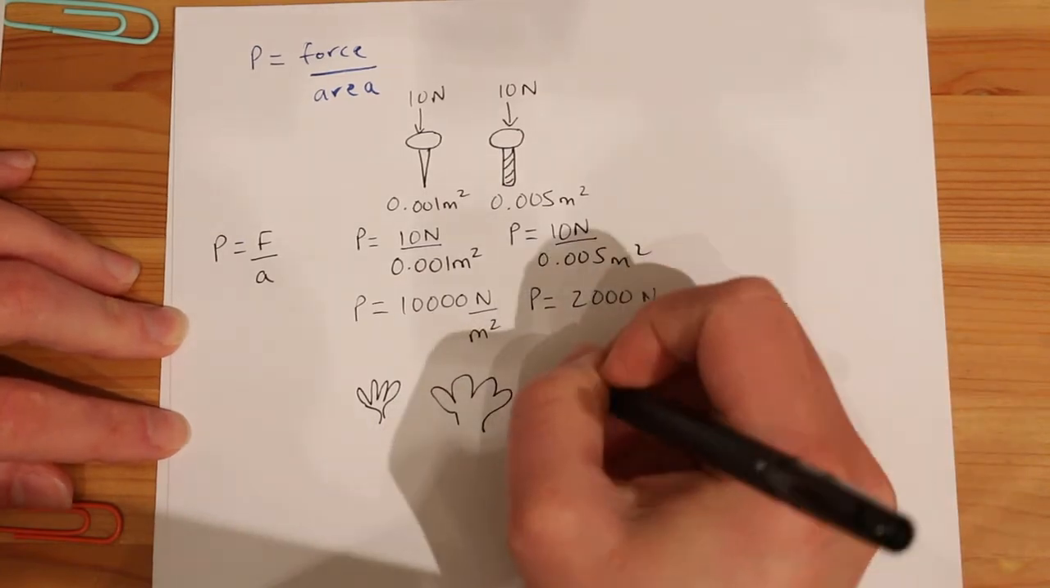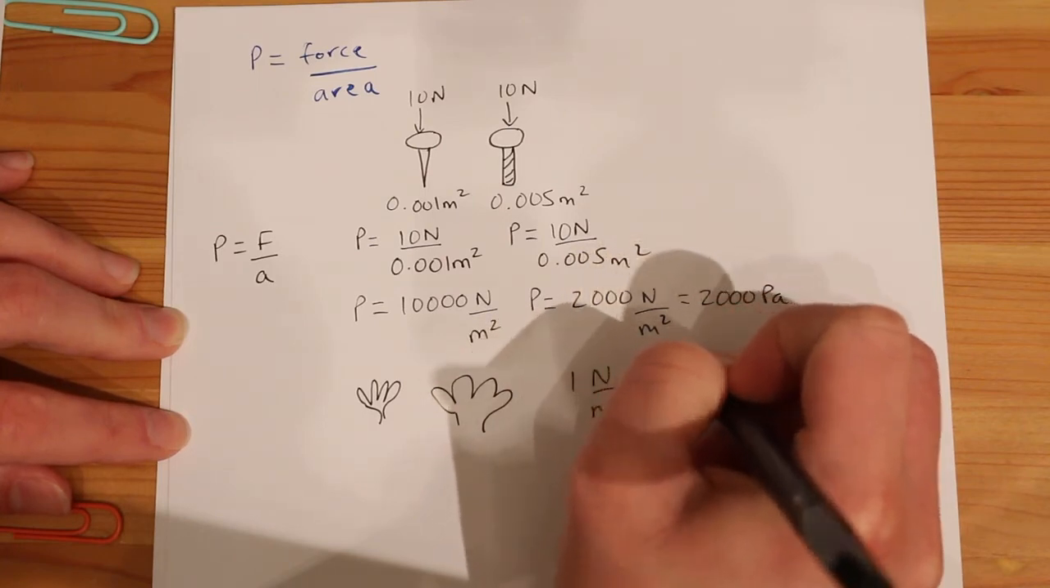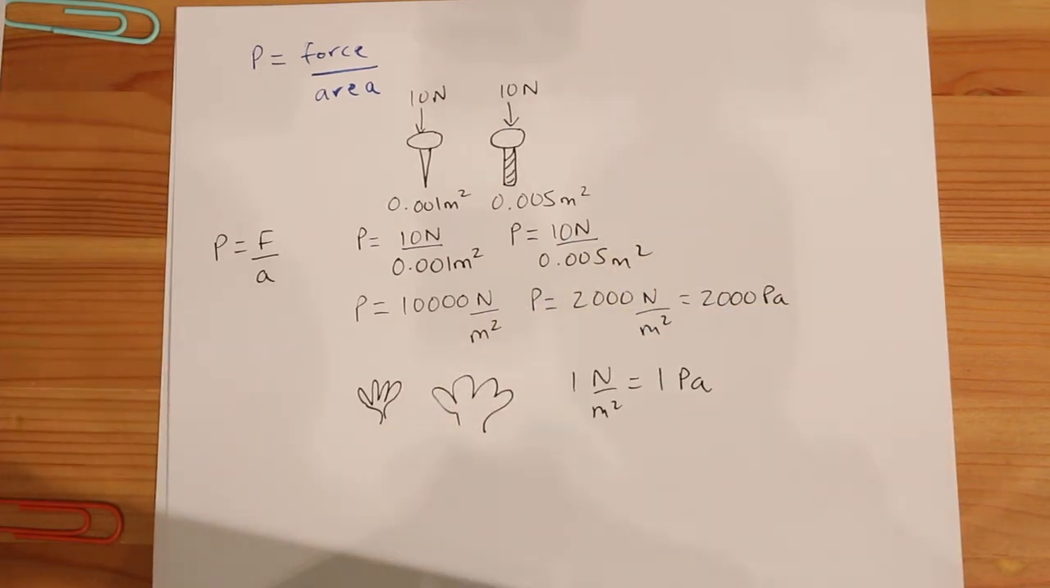So we can say 1 newton per square meter equals 1 pascal, and that is the SI unit for pressure. And just like with the other SI units, if we have 1,000 pascals, we would call it 1 kilopascal, and then use those same prefixes for the powers of 10.